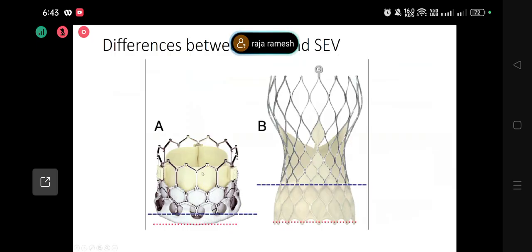So there will be a short frame valve. The leaflets will be at the level of the annular position. So theoretically, the effective orifice area is less when compared with that of the self-expandable valves. So there can be patient-prosthesis mismatch, which we are going to discuss in the next slides. So basically, these are the 2 types, self-expandable valve and balloon expandable valve.